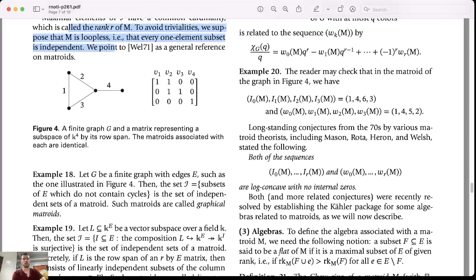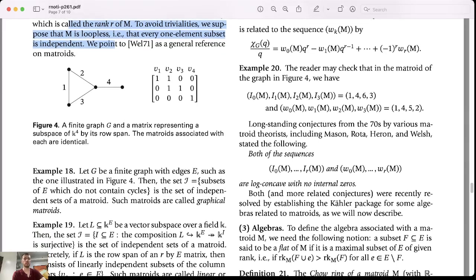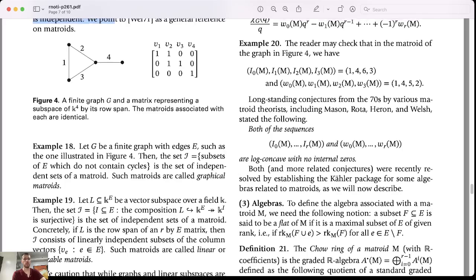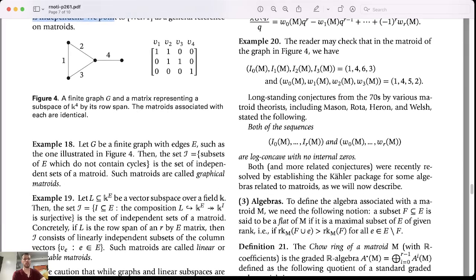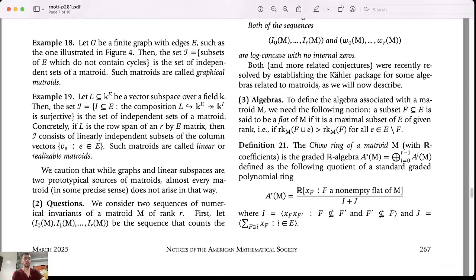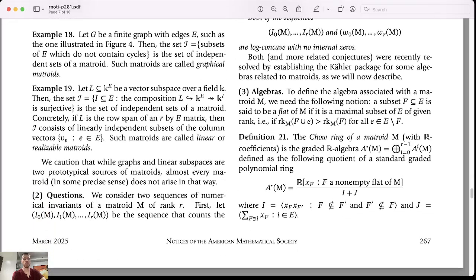We point to a 1971 paper as a general reference on matroids. Figure 4: a finite graph G and a matrix representing a subspace of K^4 on its row span. The matroids associated with each are identical. Example: let G be a finite graph with edges E such as the one illustrated in Figure 4. Then the set 𝓘 of subsets of E which do not contain cycles is the set of independent sets of a matroid. Such matroids are called graphical matroids.